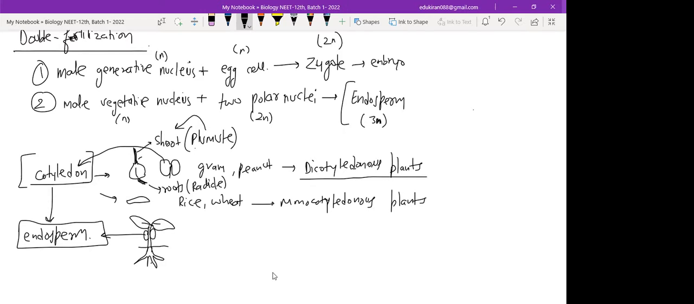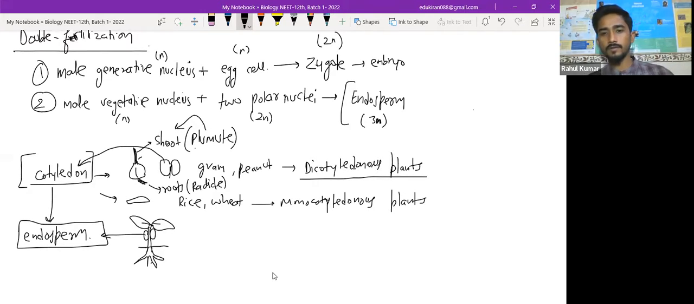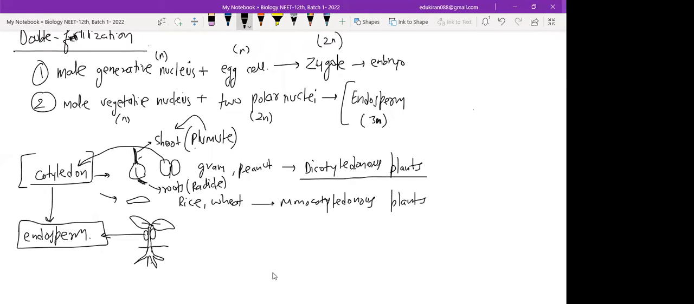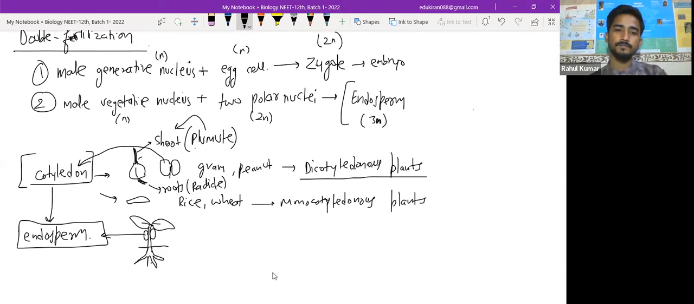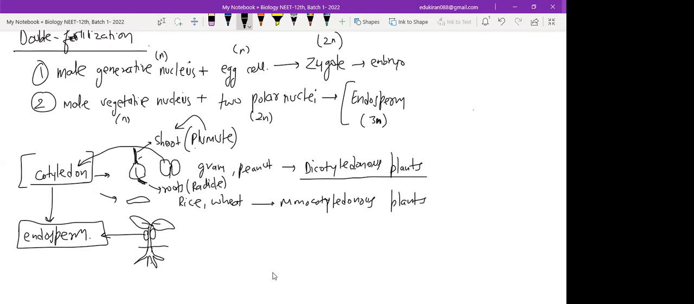Yes, sir. Remember we discussed endosperm, cotyledon. So would you like to summarize the last part? It is the tissue that surrounds the embryo in the seed of the angiosperms. Yes, perfect. And it helps in nourishment of the seed. Right.